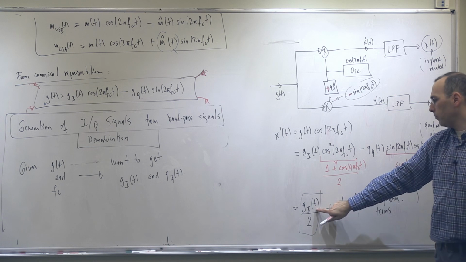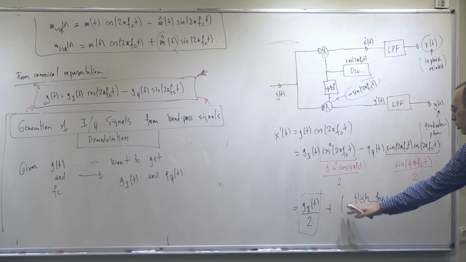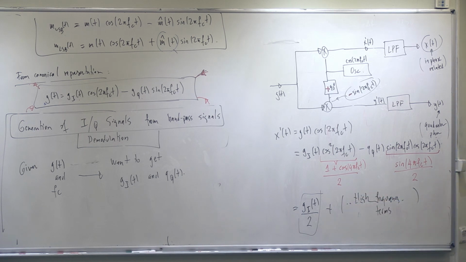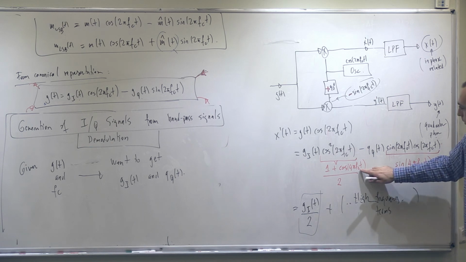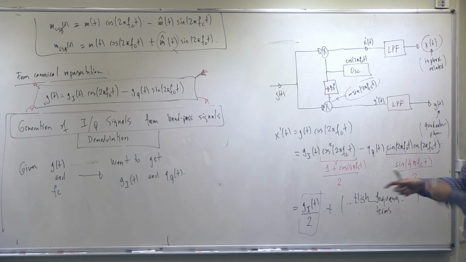It's not exactly the in-phase signal. There's a 1 over 2 factor, okay. I can adjust that, but there is also a filtering effect of these high frequency terms. They may leak into this type of system. But in practice, since this carrier frequency is very high, and the bandwidth of the message is very small in terms of carrier frequencies, that leakage will be very small.